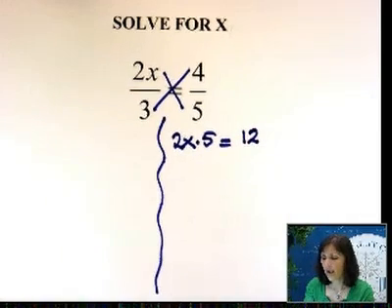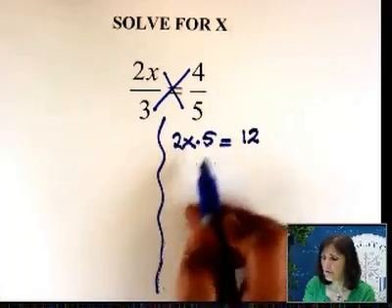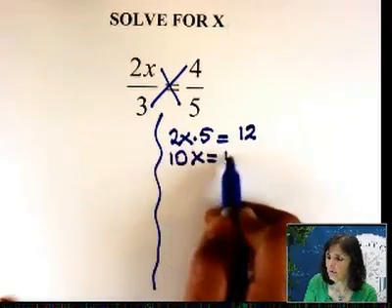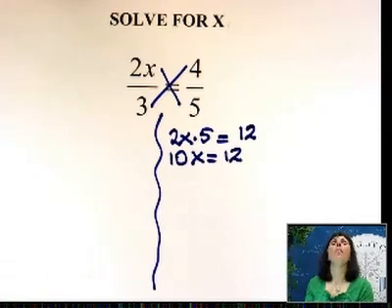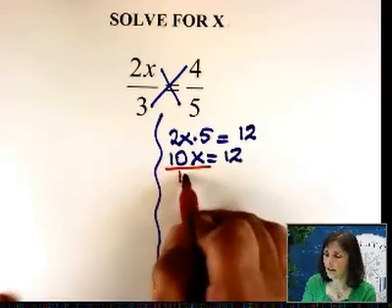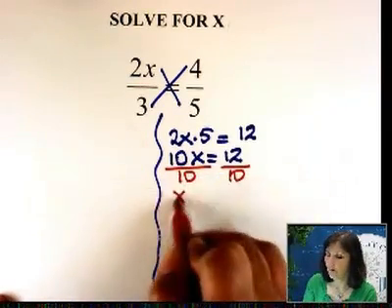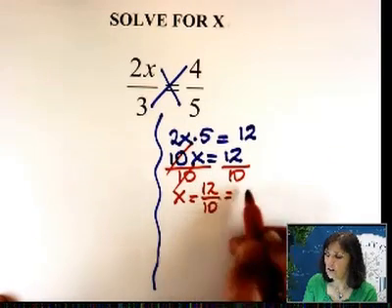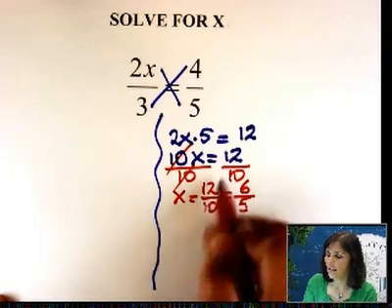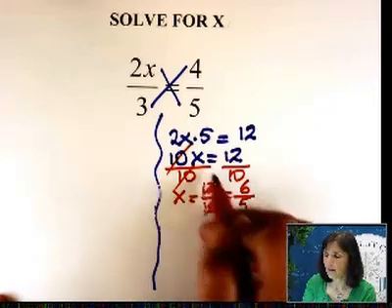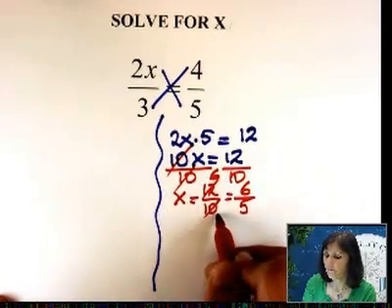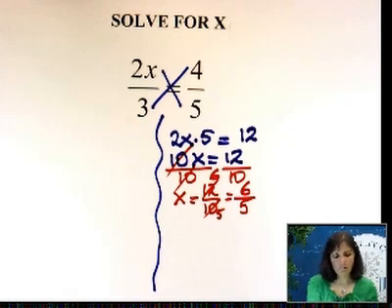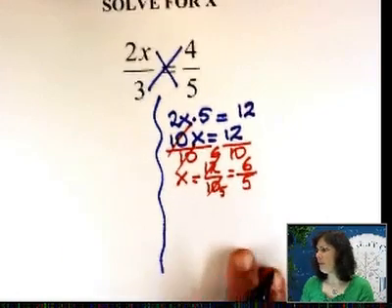And now solve for x. So you have 2x times 5. Multiply the numbers first. 10x equals 12. And now multiplication property. Divide by 10. You end up with x equals 12 over 10, which is 6 over 5 because I divided top and bottom by 2. That's one way. The other way is probably a little bit more complex.